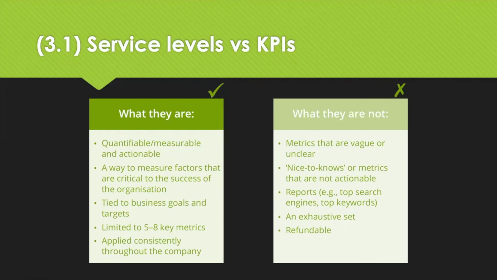So service levels versus KPIs, what they are is quantifiable measures that are actionable, a way to measure factors that are critical to the success of the organisation, tied to goals and targets, limited to maybe 5 to 8 metrics and applied consistently throughout the contract. But what they are not are metrics that are vague or unclear, nice to knows that require no action, reports, an exhaustive set or refundable in any way.